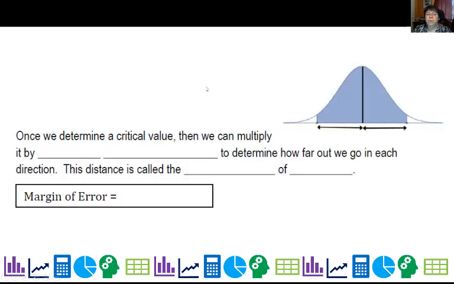So once we determine a critical value, then we can multiply it by its standard deviation to determine how far we're going to go out in each direction. And this distance is called the margin of error. So you have a margin of error here, and you have a margin of error here. This middle value is your point estimate, what you think the value is. And basically, how do we find the margin of error? It's your critical value times your standard deviation.